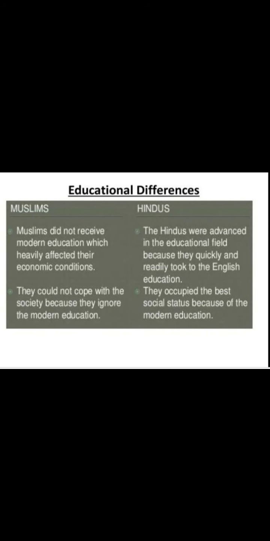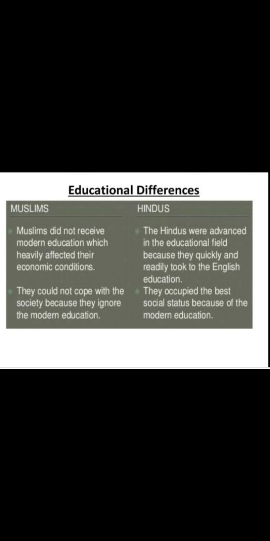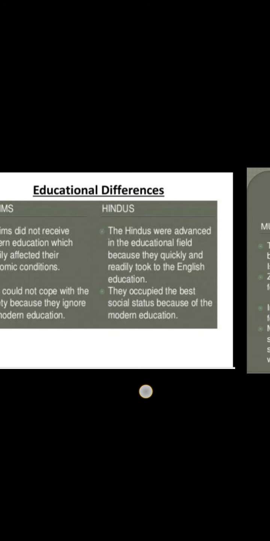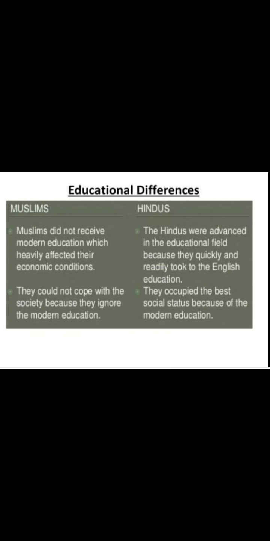Then when it comes to education, Muslims were not getting modern education as compared to the Hindus, who were advanced in that education. Muslims could not cope with society because of their ignorance of modern education. The Hindus, because of modern education, gained the best solutions and social status.